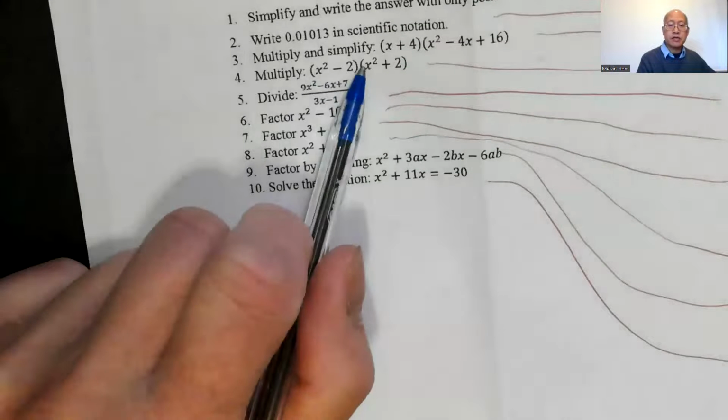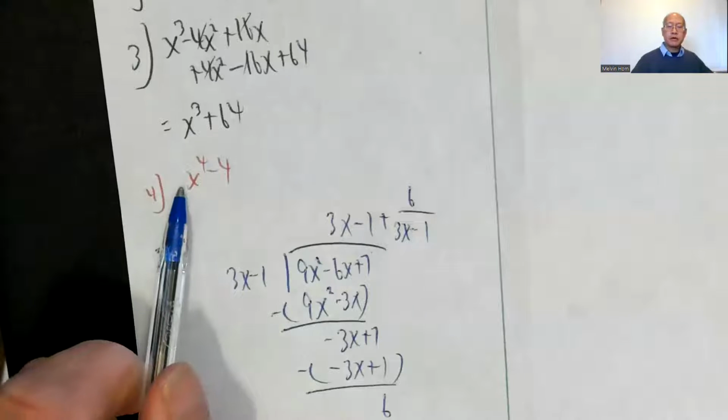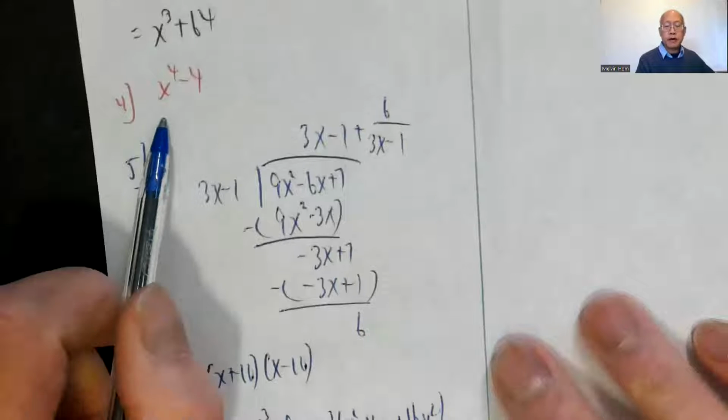Number 4, all you do is square this. X squared times x squared is x to the 4th minus 4, and you're done. X to the 4th minus 4.